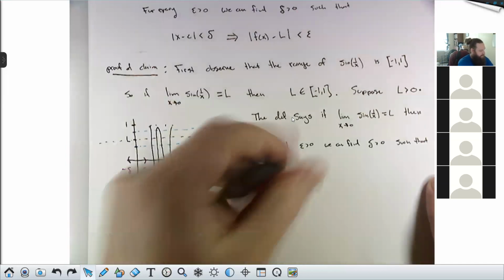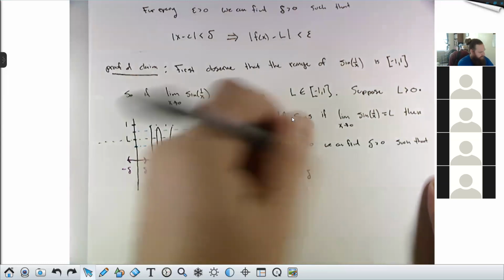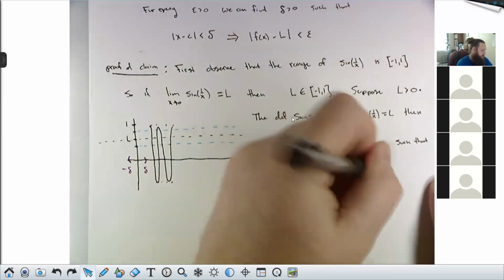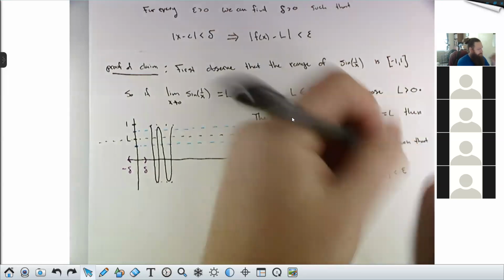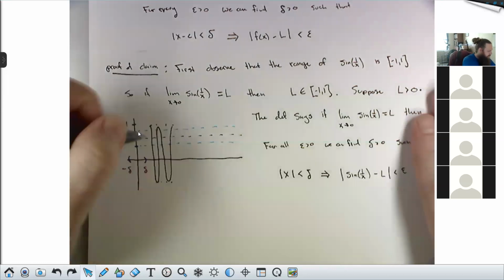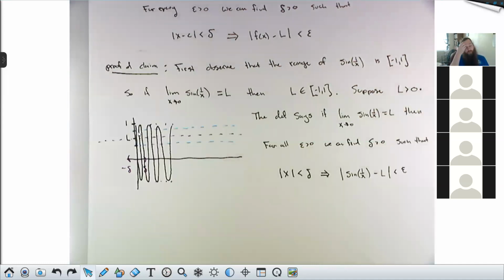absolute value of x minus c is less than delta, that would just be absolute value of x minus 0, which is the absolute value of x is less than delta, implies that the absolute value of sine 1 over x minus L is less than epsilon. If epsilon is really big, then this isn't a problem. But the idea is that this should work even for epsilons very, very small. In particular, if I take epsilon to be something like 1/2, then this is 1/2, this is 1/2. And you'll see that this function is bouncing back and forth really, really quickly.